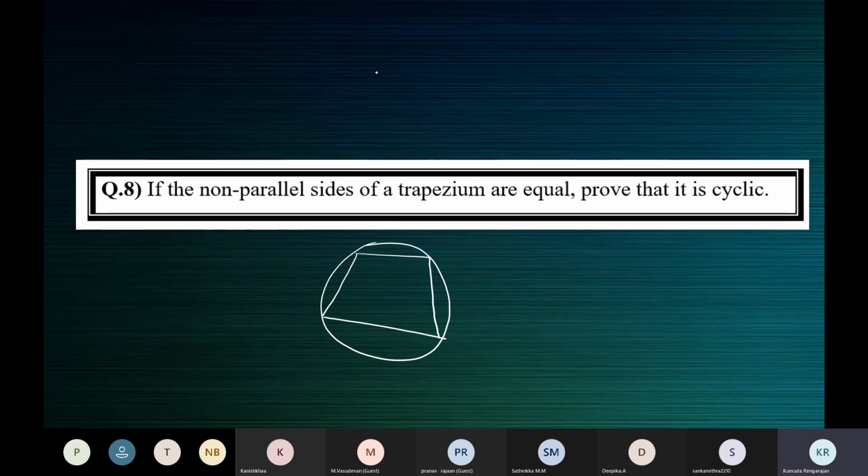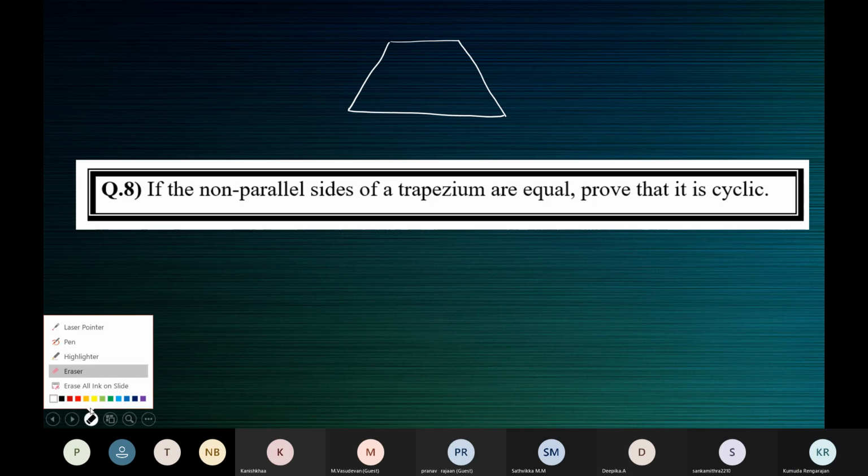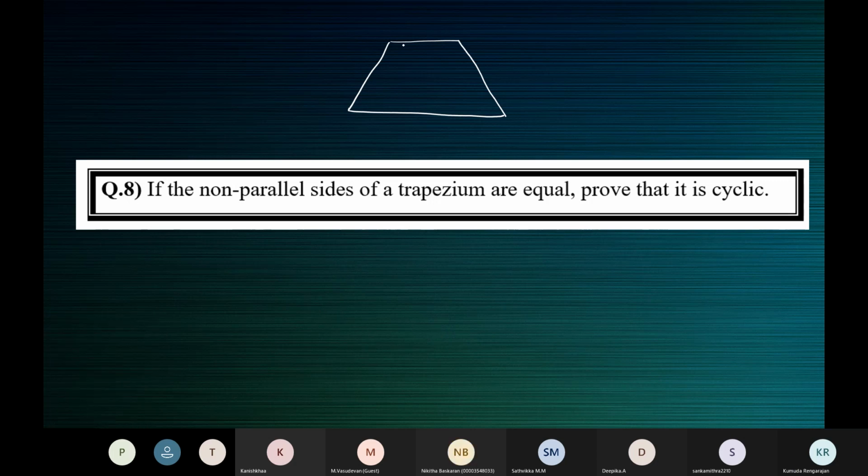You don't have to show the circle because there's nothing about a diameter or something. You can just take a trapezium like this. Okay, so the isosceles trapezium is ABCD, with AD equal to BC.